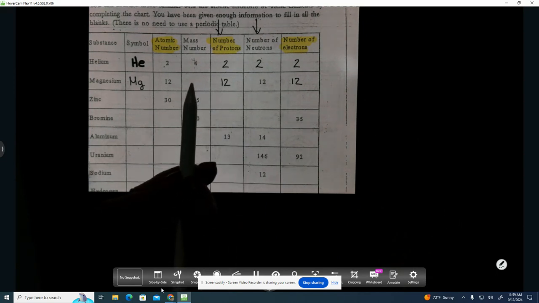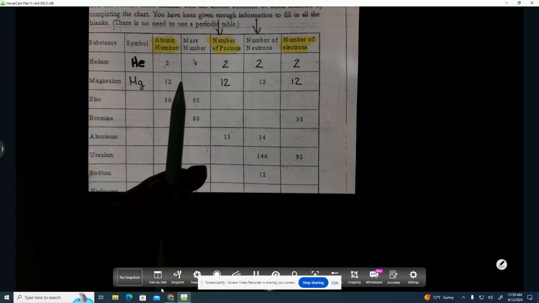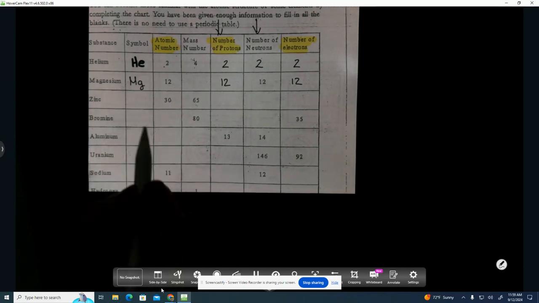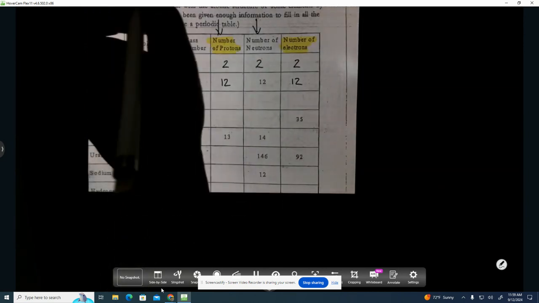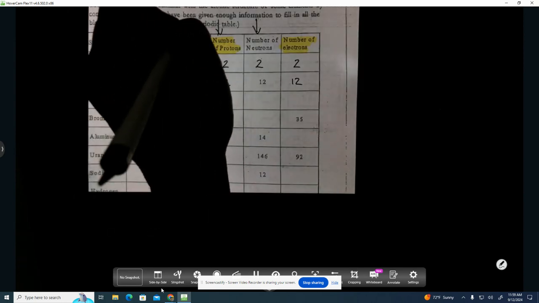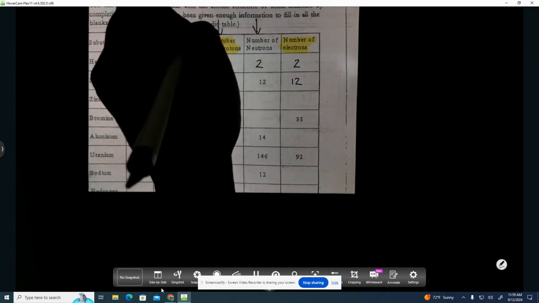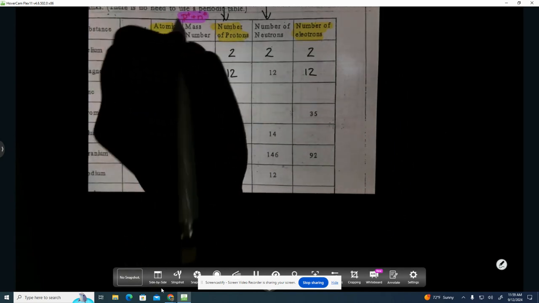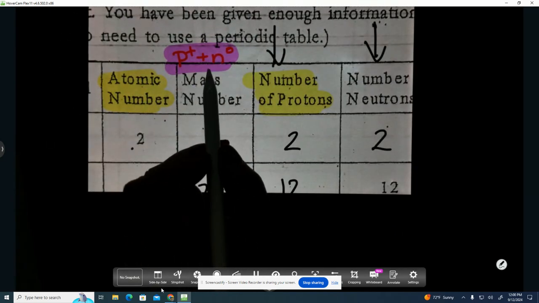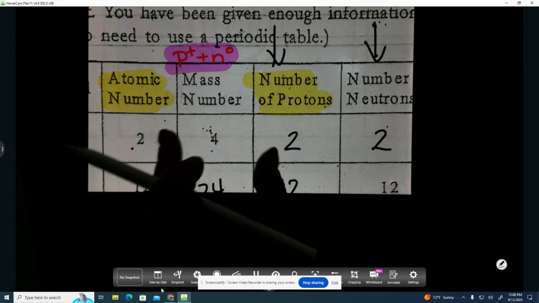What is the mass of this magnesium? Loud, like you hate me. 24. I like it. 24. Because the mass number, and I'm going to highlight this. Okay, let's write it in. The mass number is going to be protons plus the neutrons. And then I'll highlight it in pink. That is protons and neutrons, is the mass number.